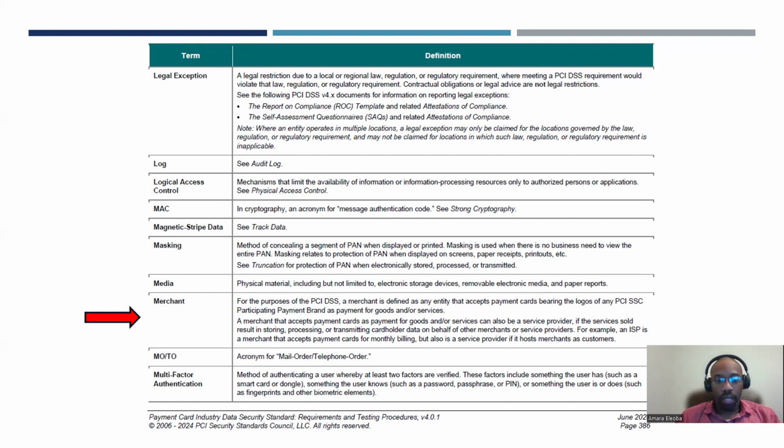Then a merchant is, for the purpose of PCI, someone that accepts payment card. So if you're doing business and you're accepting credit card, you are considered a merchant by PCI DSS. All right, then multi-factor authentication, we talked about this already, but in this case, a multi-factor authentication is a method of authenticating a user by using at least two factors. So it can be what you know, who you are, or what you have.